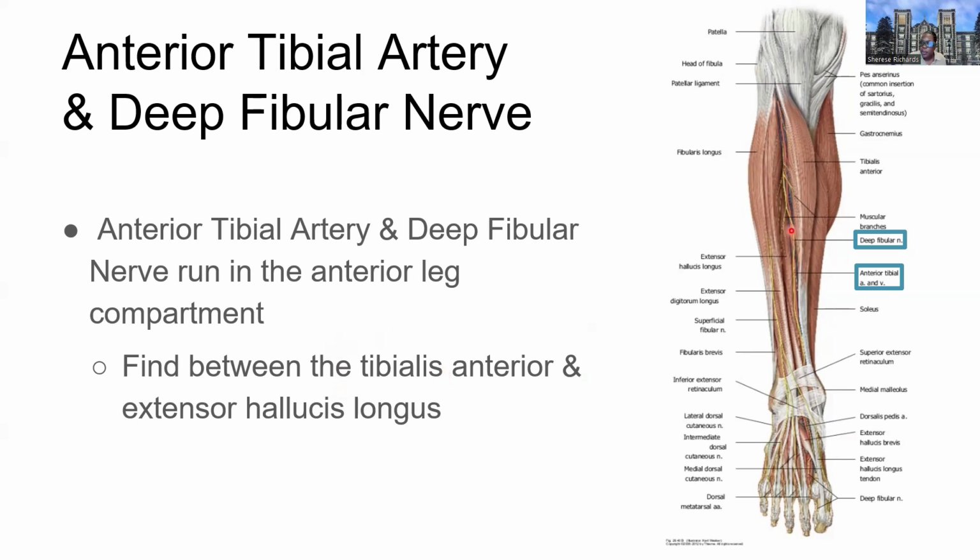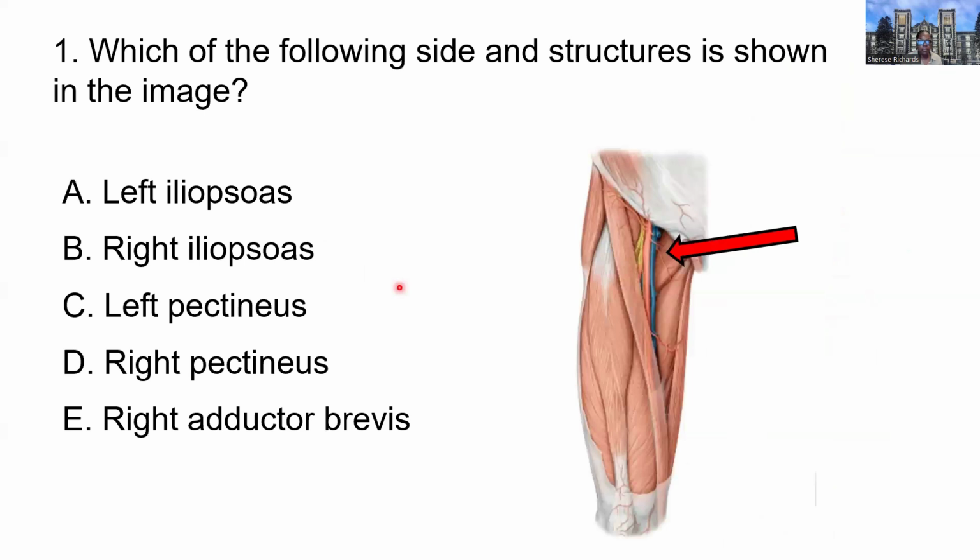In terms of where we find these two structures, they're going to be between the tibialis anterior and the extensor hallucis longus, and they're going to be traveling from proximal to distal to supply that entire compartment, all the muscles, all the way down to give off branches that supply that part. Okay, let's look at some practice.